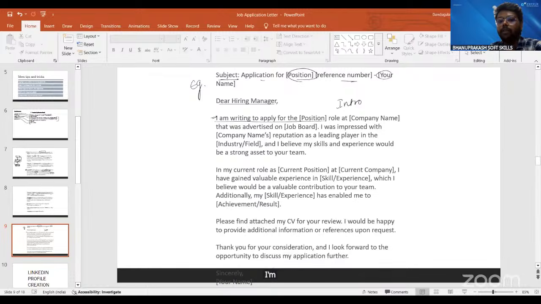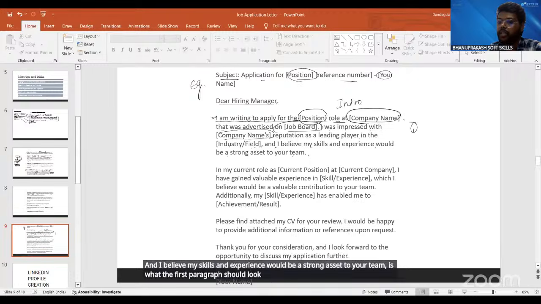I'm writing to apply for the position. For which position you are applying? Role at which company? That was advertised on a job board, where you have the job listing. And I was impressed with the company name's reputation as a leading player in the industry, which field or industry, IT industry. And I believe my skills and experience would be a strong asset to your team, is what the first paragraph should look like. Adding to this, you can add your introduction before this.